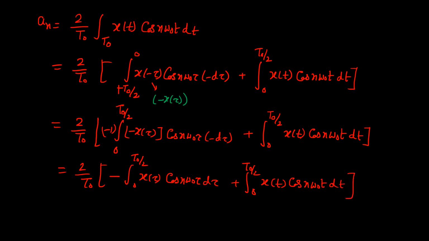So these two are cancelling, so we'll get 0. So a_n is also 0. Now what about b_n? You see, it is 2 upon t naught, that you have to multiply with x of t sine n omega naught t, then you have to integrate.